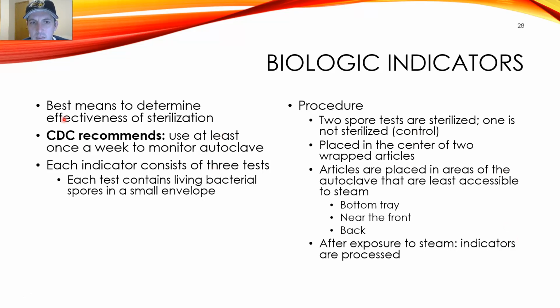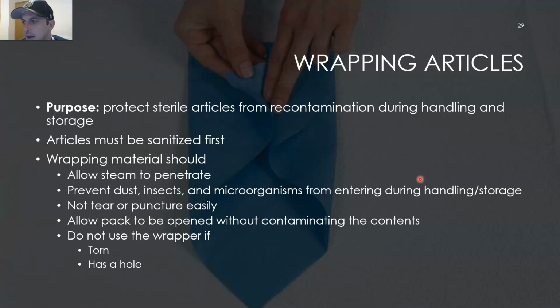So it's recommended that at least once a week you use a biological indicator to see whether or not your autoclave is functioning properly. So I hinted at wrapping, and the purpose of wrapping here is to protect these sterile articles from recontamination. There are different techniques and different products that you can use with this. But the idea here is first you have to sanitize and clean the instruments.